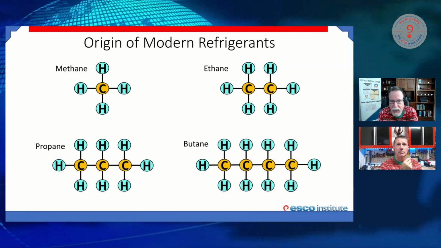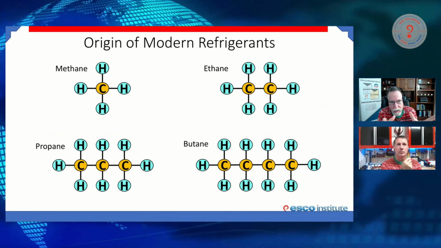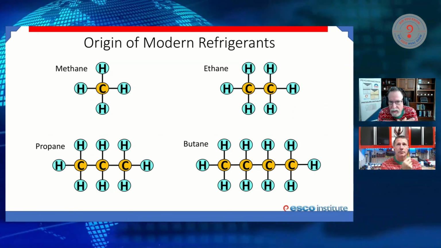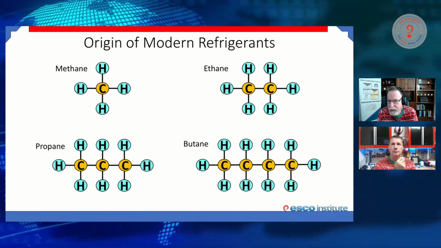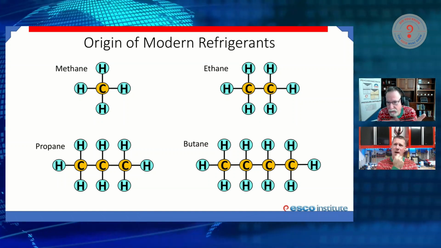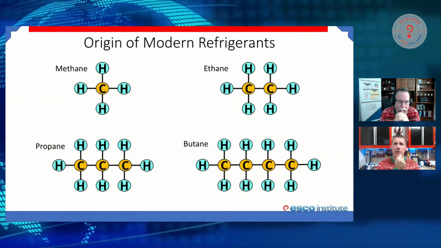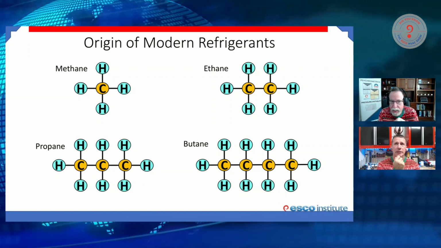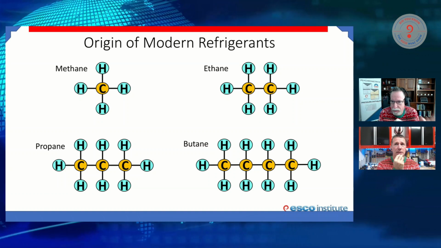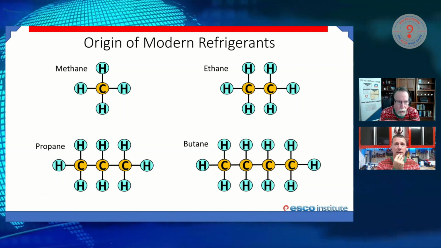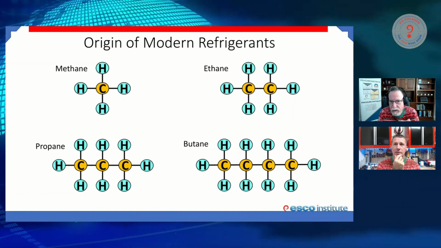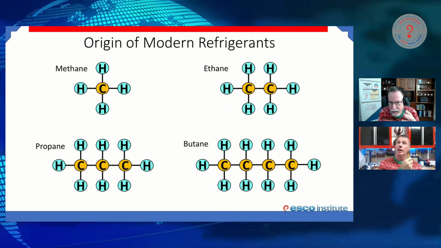So methane, CH4, one carbon atom surrounded by 4 hydrogens. Ethane, C2H6, 2 carbons surrounded by 6 hydrogens. Propane, C3H8, so 3 carbon atoms surrounded by 8 hydrogen atoms. And butane, 4 carbons surrounded by 10 hydrogens, so C4H10.